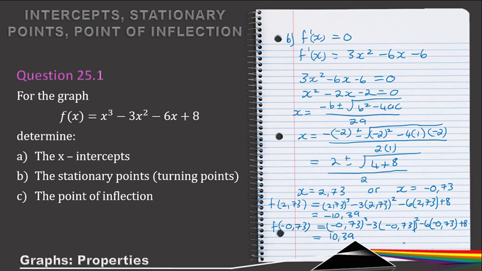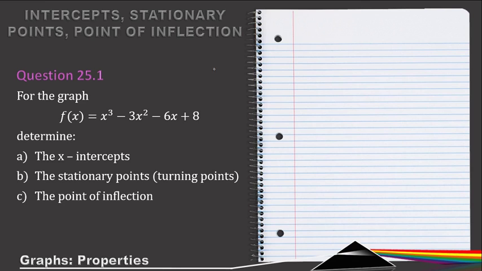Okay, so that means my two coordinates are going to be 2.73 and negative 10.39, and then the other coordinate, I'm just out of space here, the other coordinates will be negative 0.73 and 10.39.